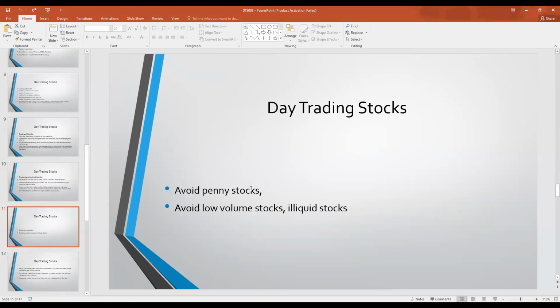Why should you avoid these stocks? Because as traders, you want to be able to buy stocks and sell stocks whenever you want. You want to be able to get in and get out of trades. If you are buying and selling stocks with low volume, there's a possibility you could buy the stock. However, when you want to sell the stock, you will not be able to sell because the stocks are trading on low volume. So then you can be stuck with the stocks.